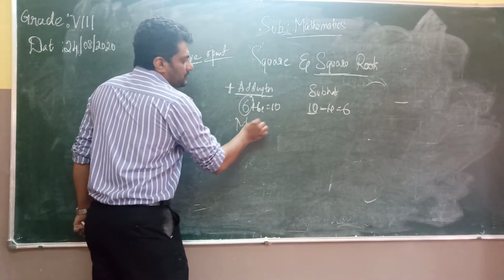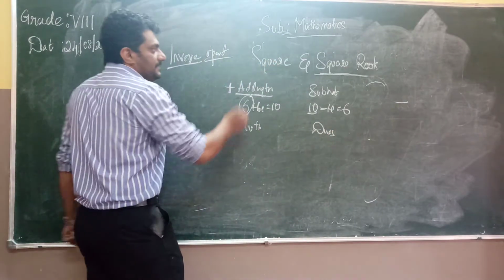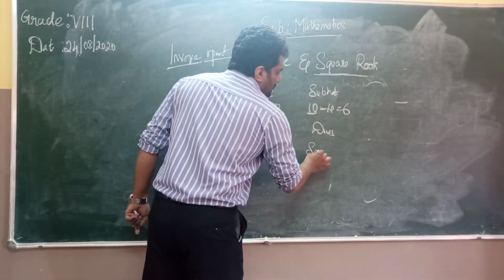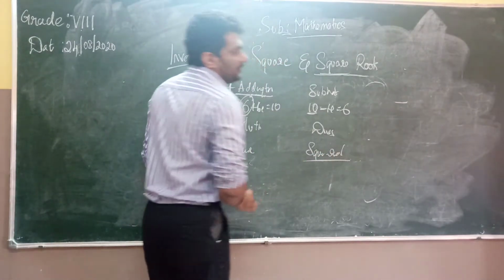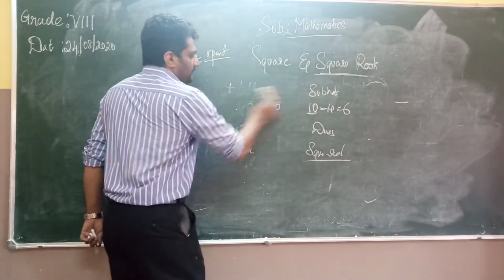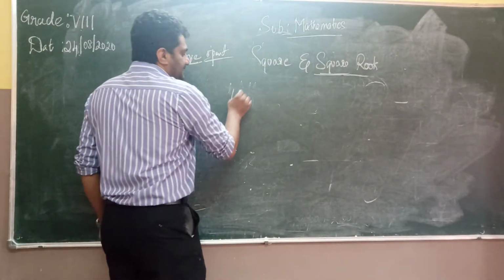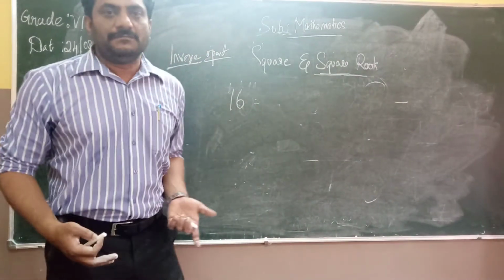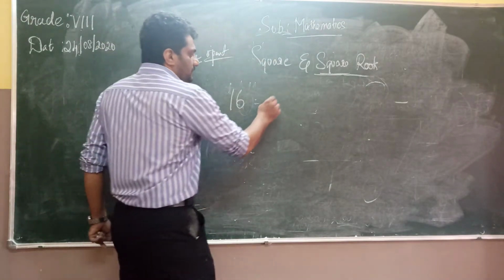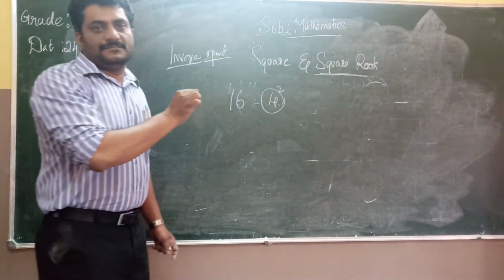The addition inverse operation is subtraction. Similarly, multiplication's inverse operation is division. Like that, the square's inverse operation is square root. It is nothing but getting the core value of these squares. For example, I know that 16 is a square of some number. 16 is a square of which number? 4 square. But how do we find this number?